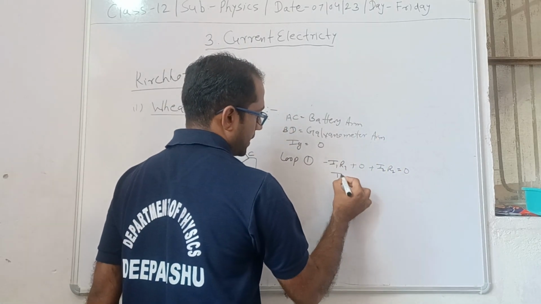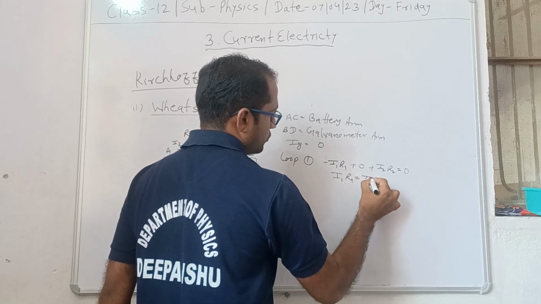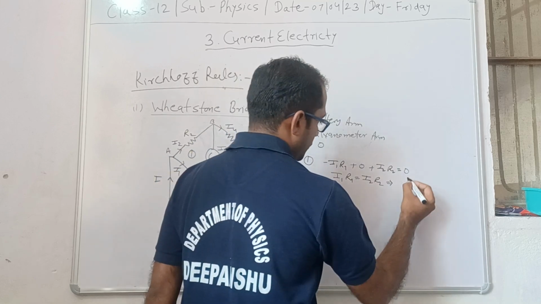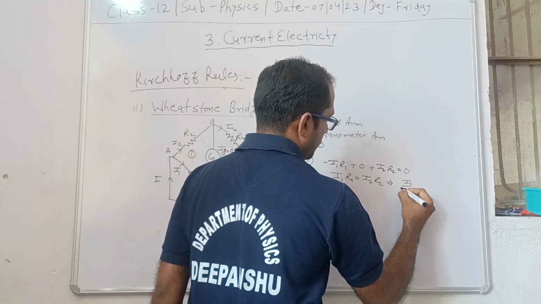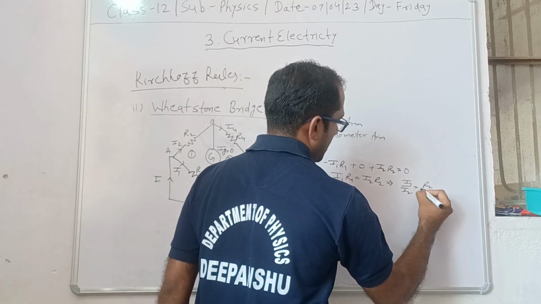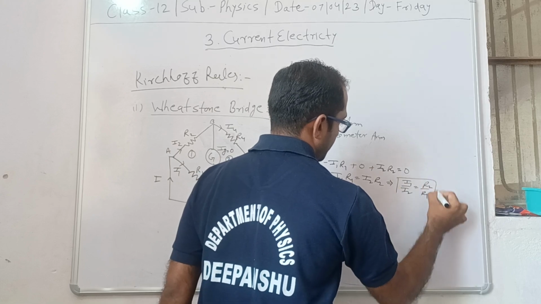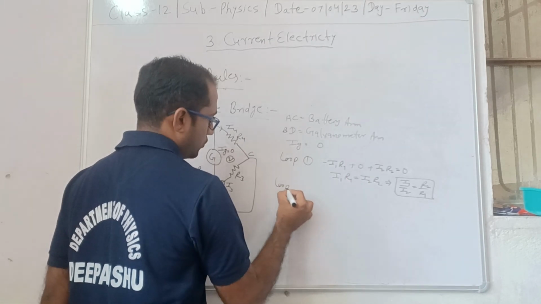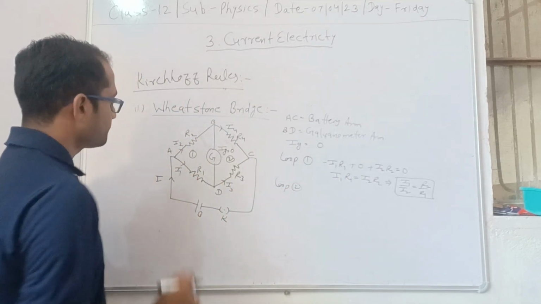If we solve it, we get I1 R1 equals I2 R2, and solving further, we get I1 upon I2 equals R2 upon R1. Okay, first this. Now we use loop 2.